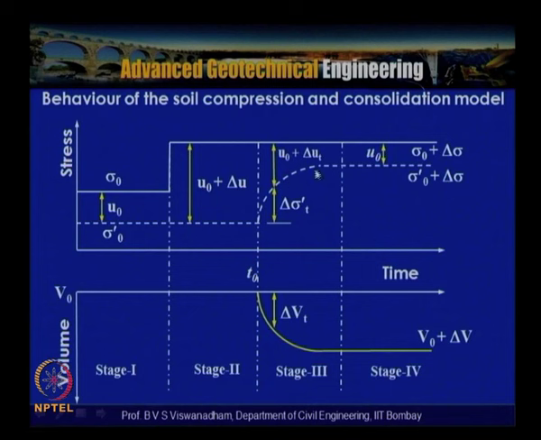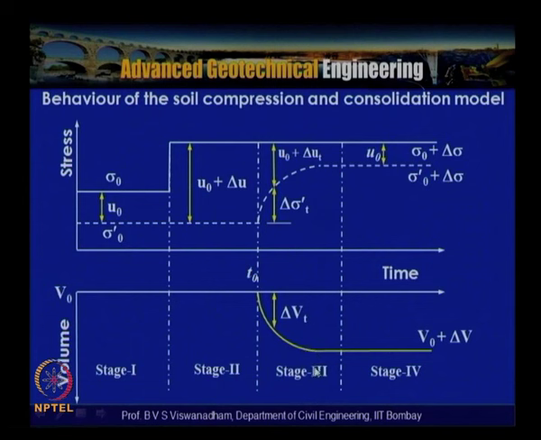Then further, U naught plus delta U tends to become U naught. This is the time when t tends to infinity, where the process of consolidation takes place. In this circumstance the effective stress changes from sigma naught dash to sigma naught dash plus delta sigma. As the pore water pressure dissipates in this pattern, during this time lag a volume change will occur.